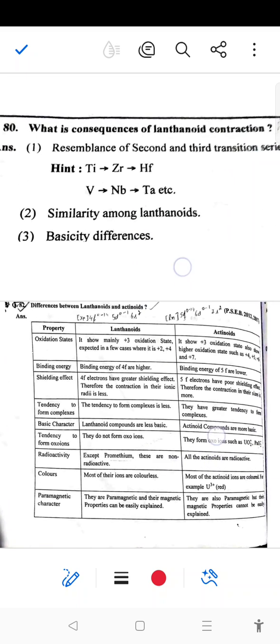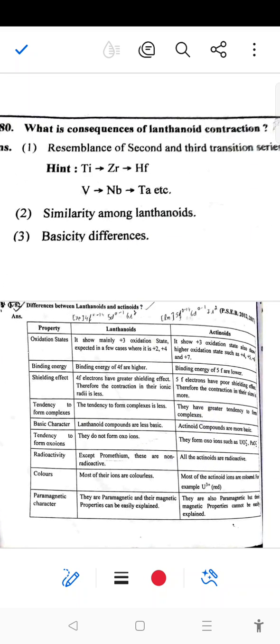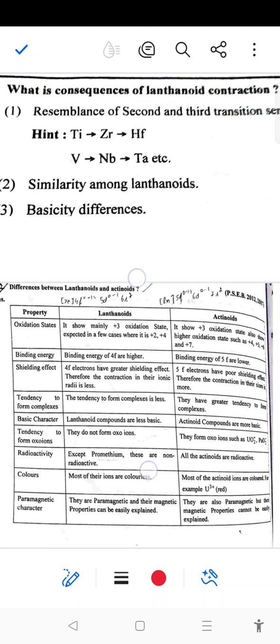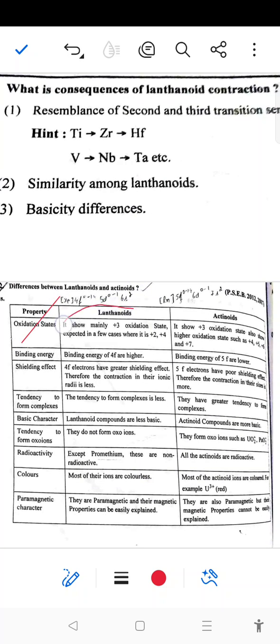Last is the difference between lanthanoids and actinides. First is oxidation state: lanthanoid elements show +3 oxidation state, and a few can show +2 and +4. Actinides show +3 oxidation state, and higher oxidation states +4, +5, +6, +7 can be shown. Binding energy of 4f electrons is higher, of 5f electrons is lower.